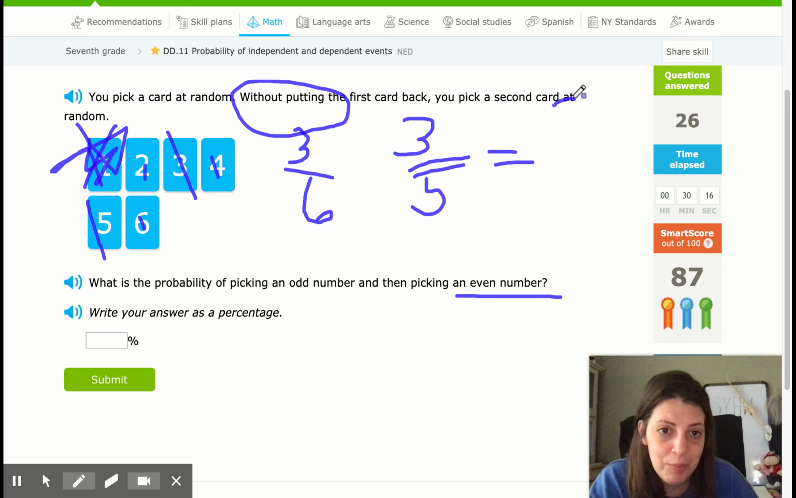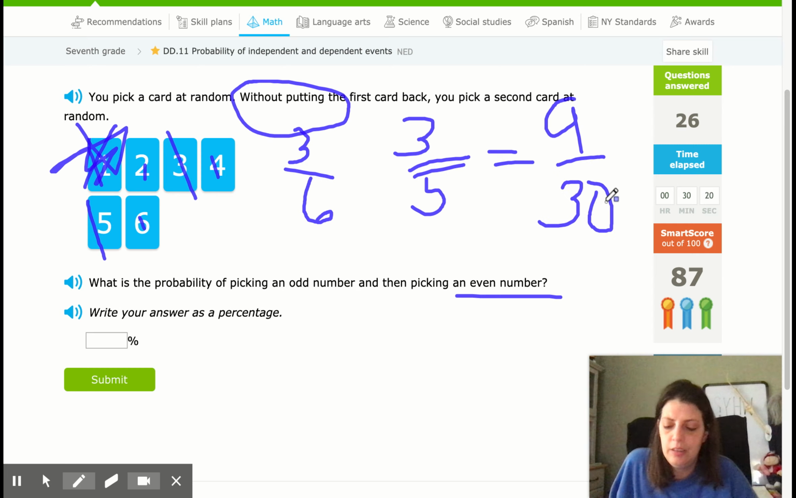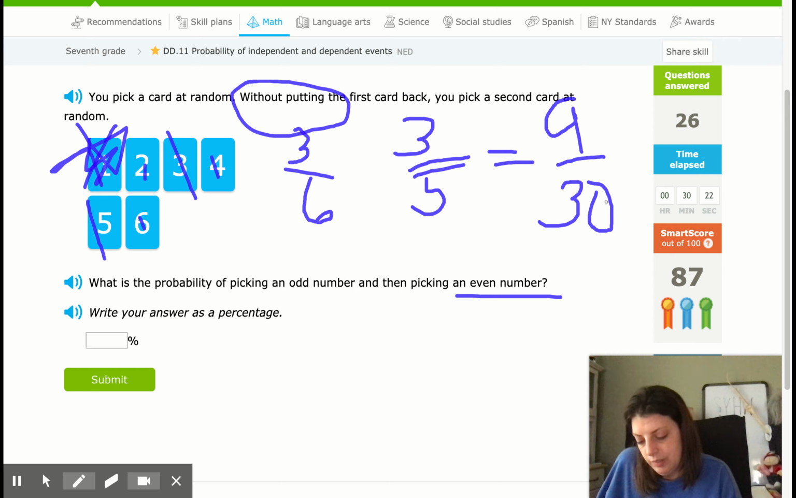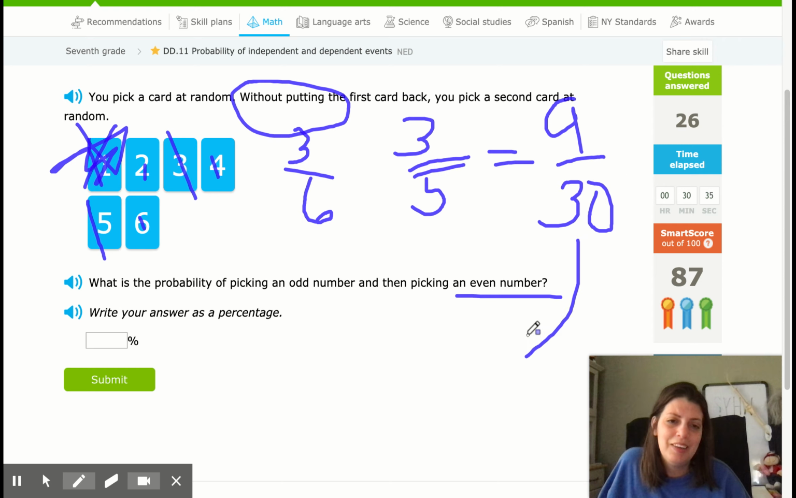What are you guys crazy? Am I doing this wrong again? 9 out of 30. I'm going to use my calculator. 9 out of 30. Oh, I'm so silly. 9 out of 30 reduces so nicely.